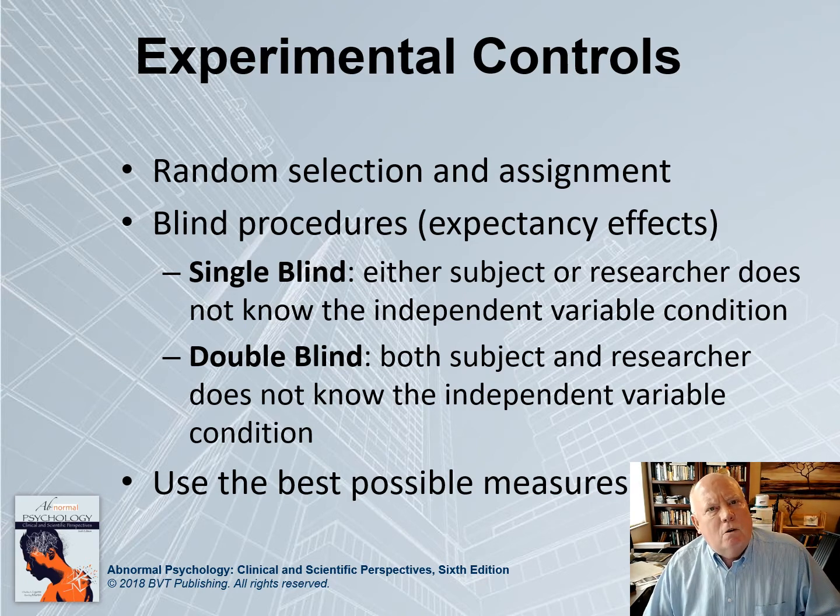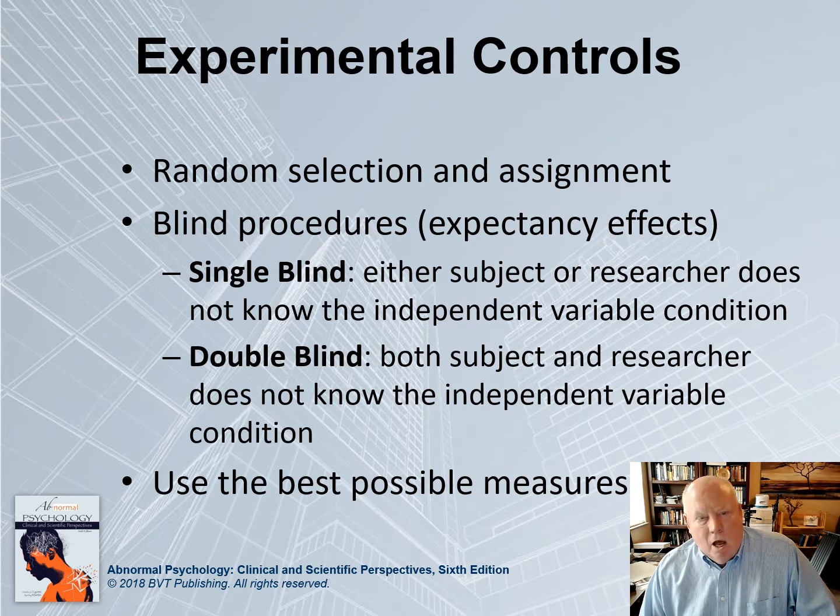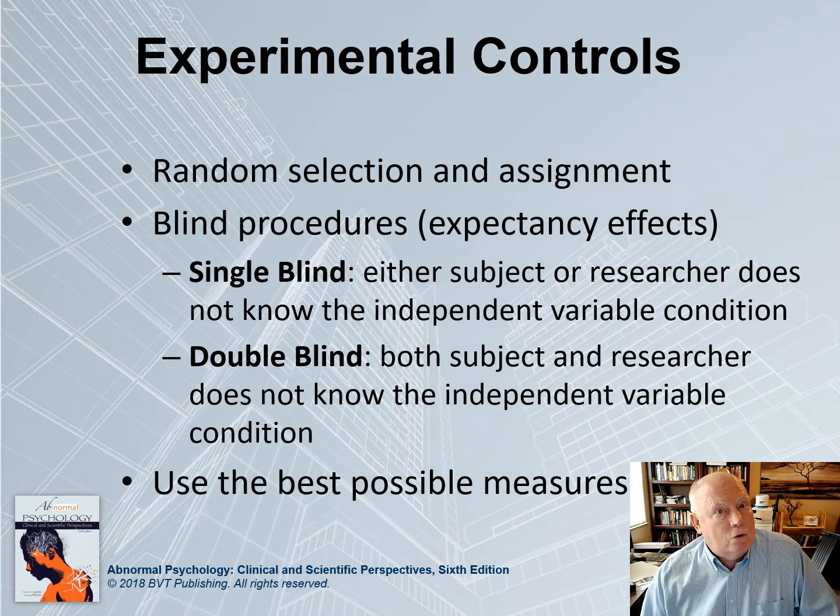Now, how do we control expectation? We can create a blind situation with our subjects, for example, by all of them getting a drug. It's just that some of them get the experimental drug and others get the control drug or the placebo. That's called a single blind.